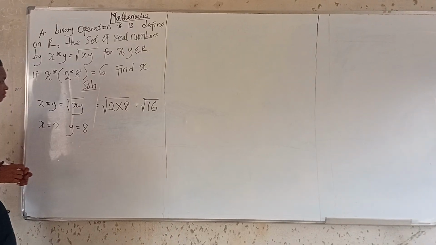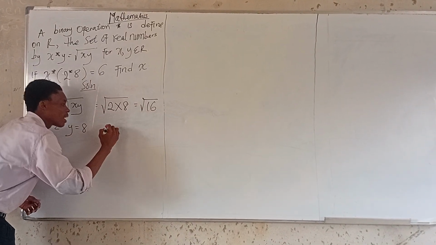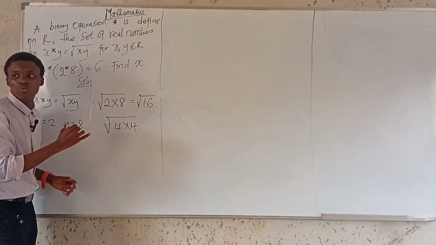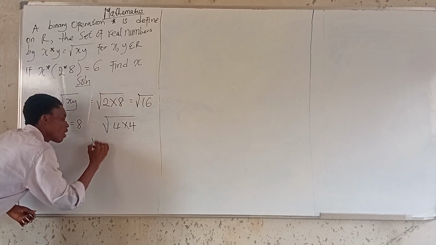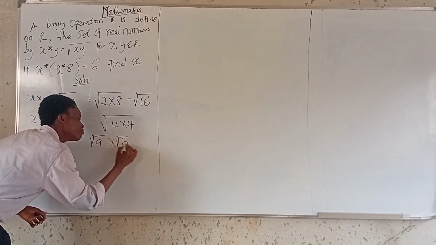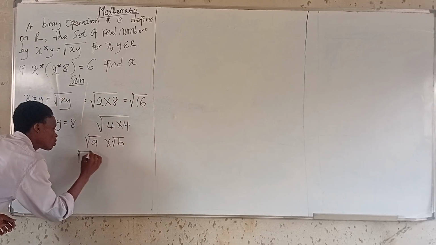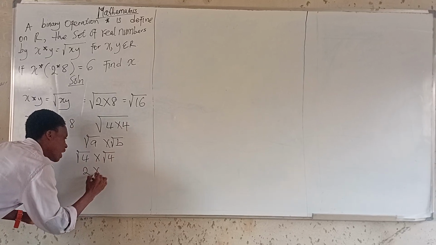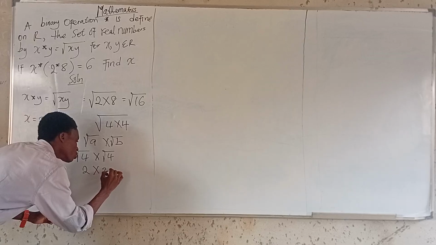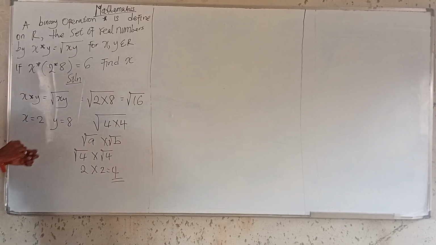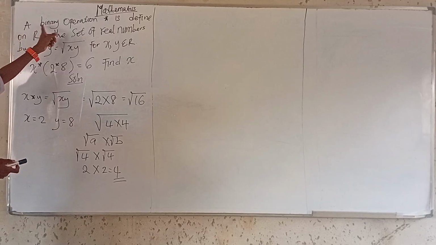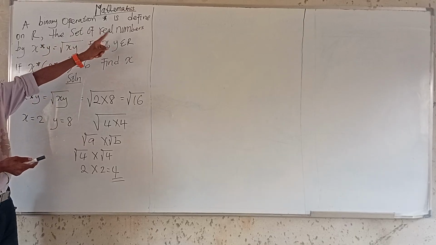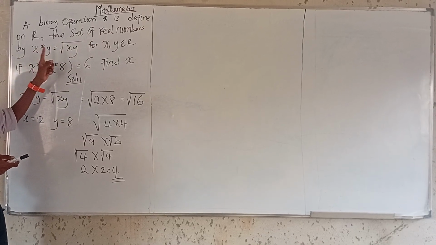Now the square root of 16 can be simplified to 4 times 4, which is 16. From the laws of surds, the square root of a times the square root of b is the square root of a times the square root of b. The square root of 4 is 2, times the square root of 4 which is 2. So 2 times 2 is 4. Very, very simple.